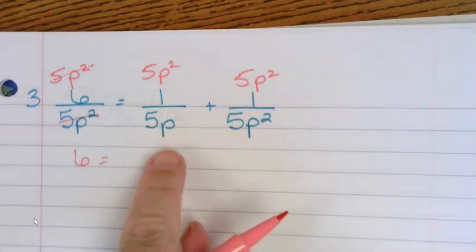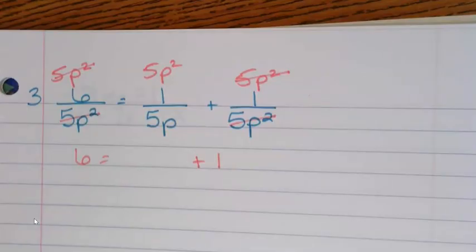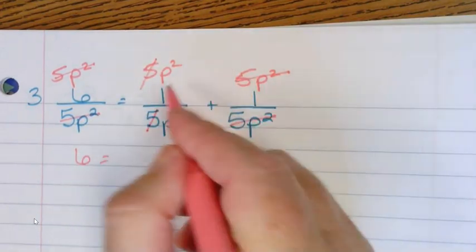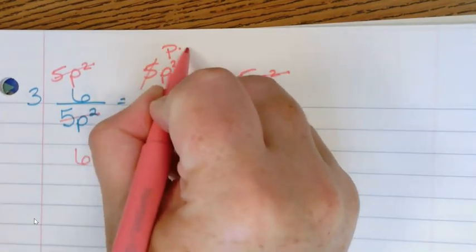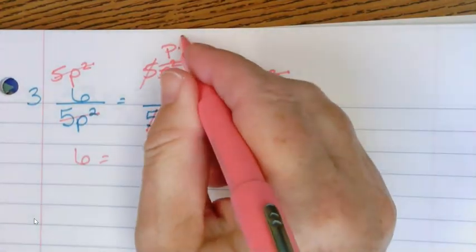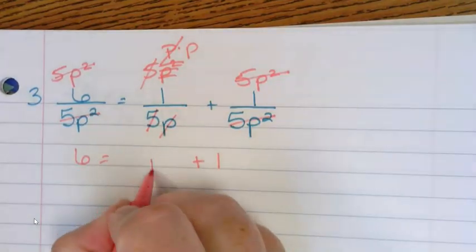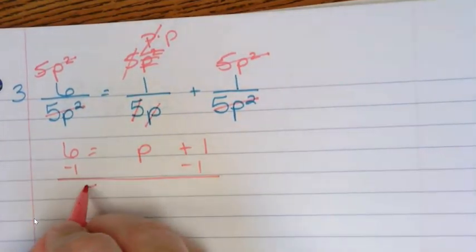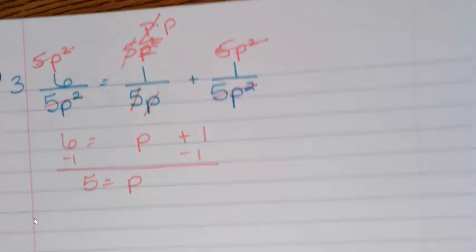I'm going to skip this guy for a second. And same thing here, plus 1. Here is where we got to be careful. The 5's cancel out, yes. But what does this p squared truly mean? Would you agree it's a p times a p? So I'm going to rewrite it like that. So I take one p out from the top and the bottom, and notice what I have left, a p. Subtract 1 from both sides, and 5 equals p. We just got to be very careful in situations like that.